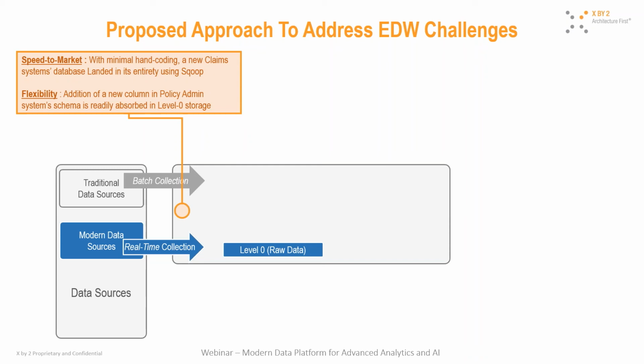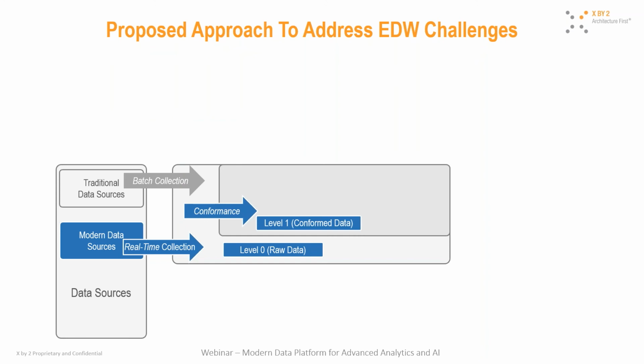Now let's talk about some benefits of that. So the example is, if you want to bring a new database from a new system in its entirety into the storage, you don't have to write a lot of new ETL, right? Similarly, because it is schema-less, all the changes upstream can be absorbed readily. So these are the benefits of using this architecture pattern.